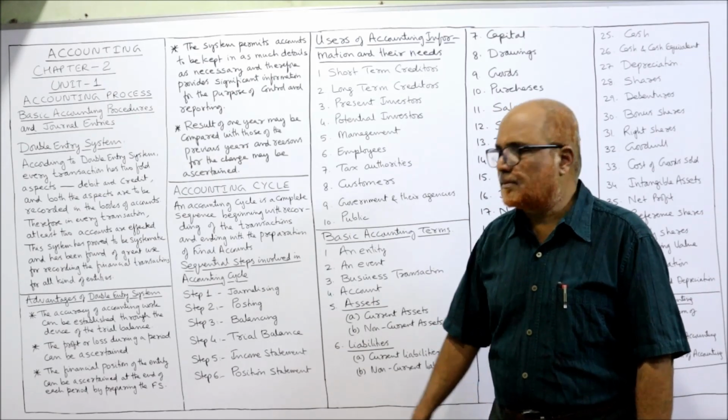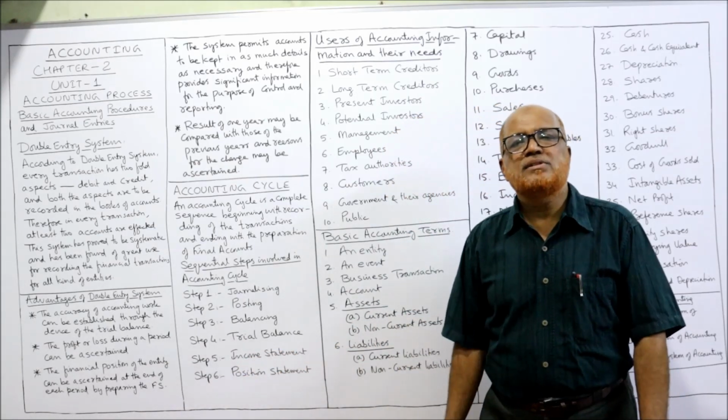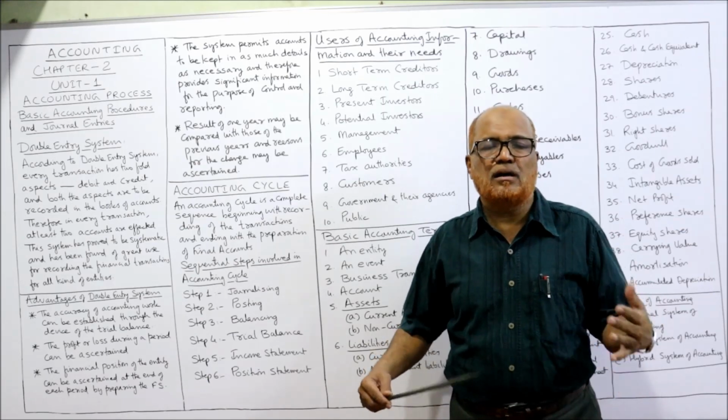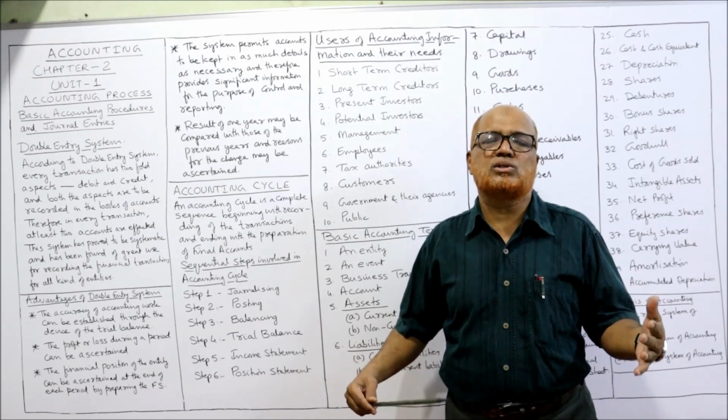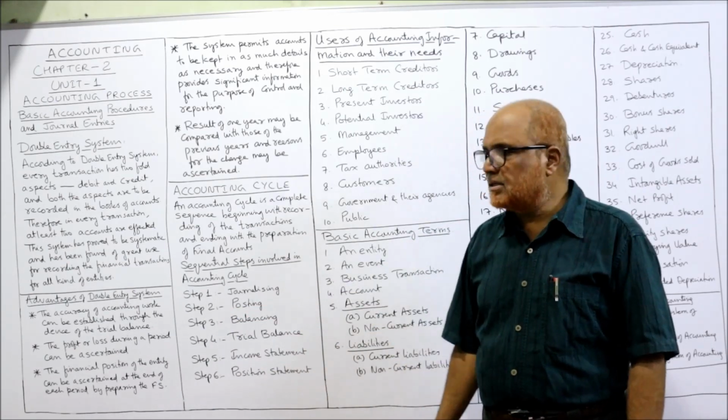There are no errors. Secondly, the profit or loss during a period can be ascertained. Every businessman wants to find out whether during the accounting year the business has earned profit or incurred loss. That we can easily find out if we follow double entry system.